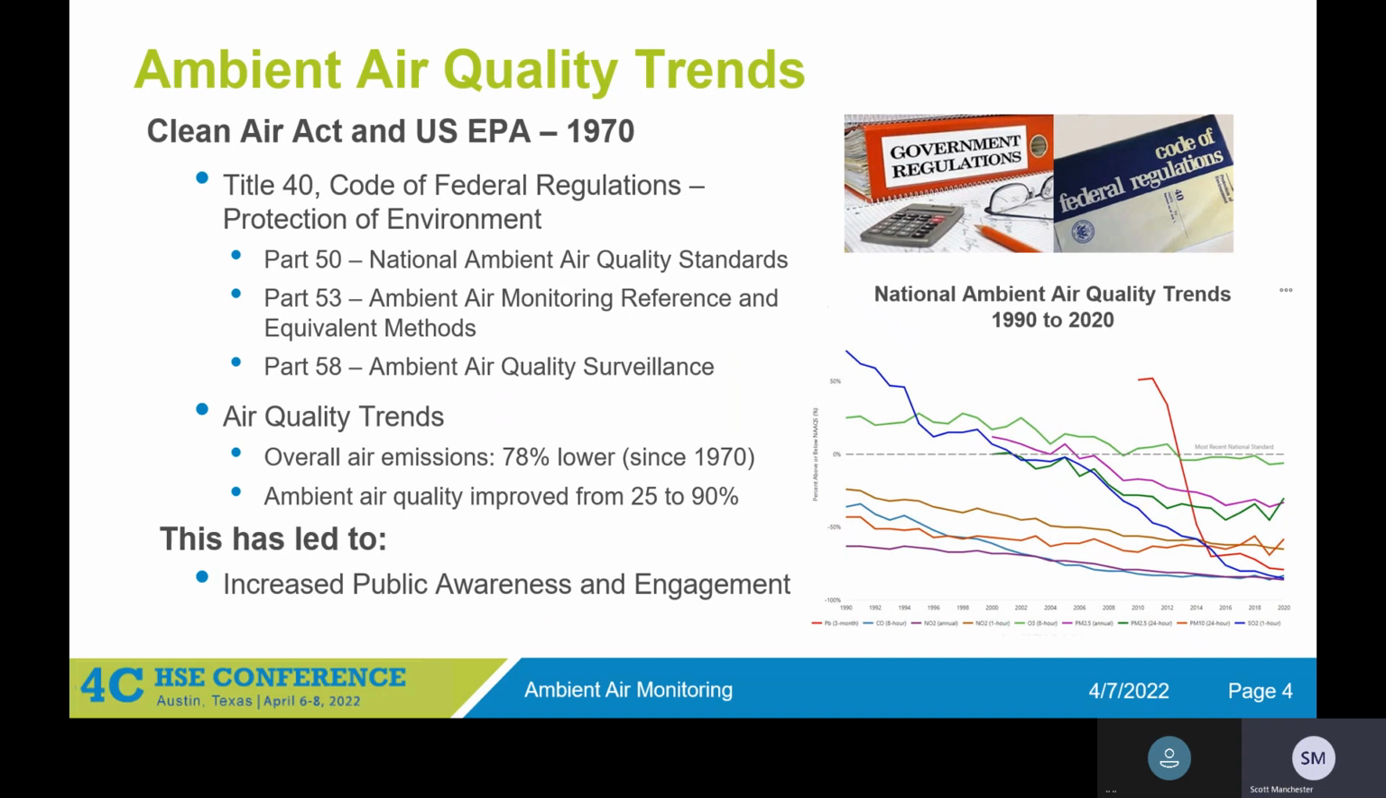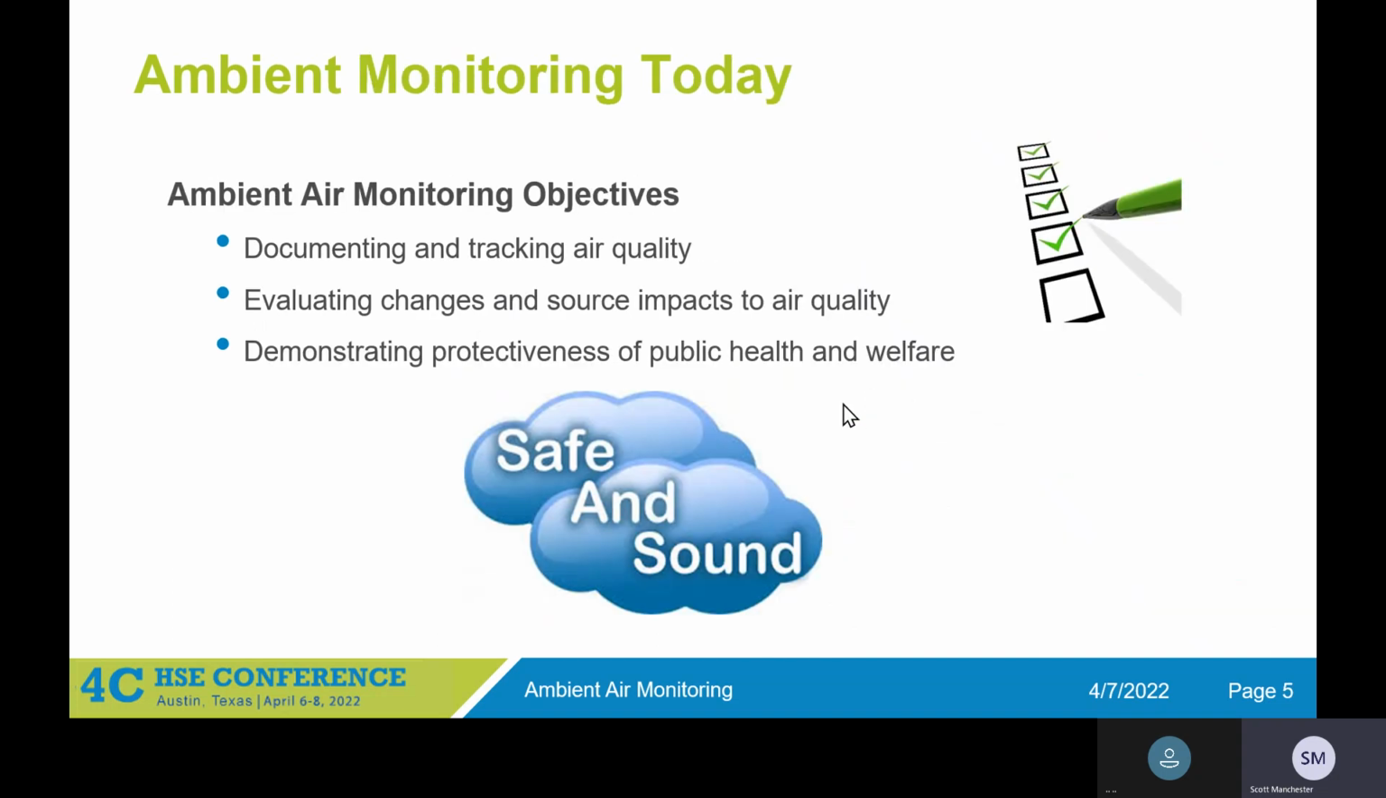But it has led to an increased public awareness and engagement. And that's something that really drives some of the monitoring objectives we have today. So just some of the objectives are, of course, documenting and tracking air quality, and then also evaluating any changes or source impacts that they may have to ambient air. But generally, the big one is we really want to demonstrate the protectiveness, and that's the goal, is to protect public health and welfare and keep us all safe and sound.